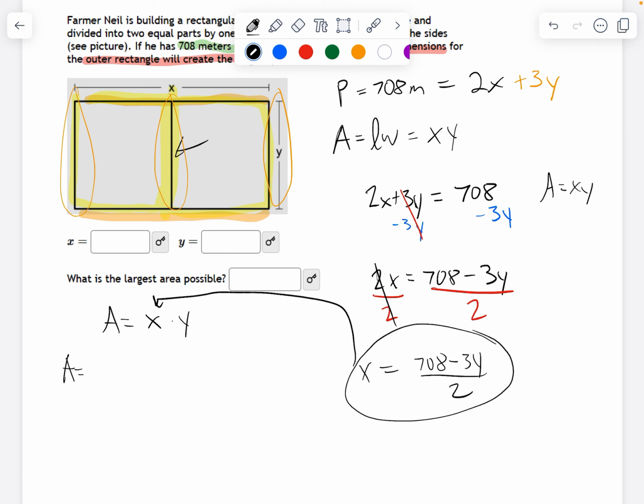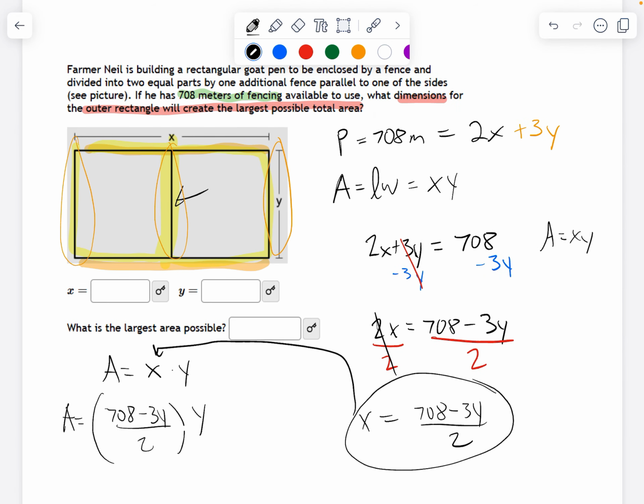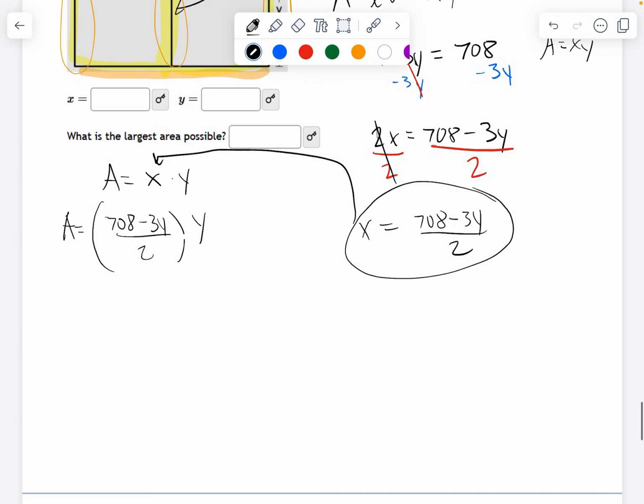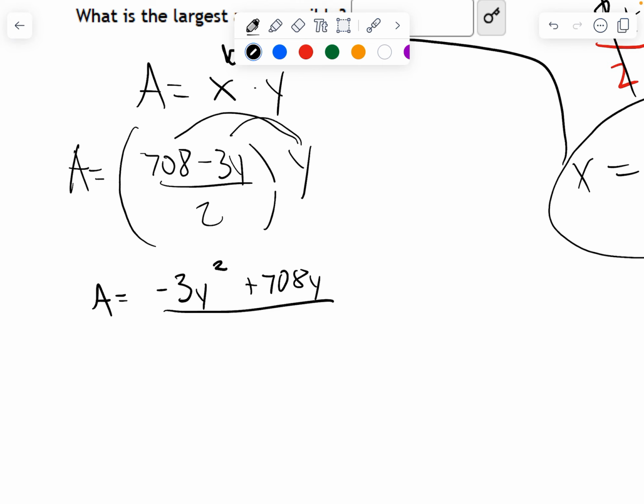So area equals 708 minus 3y all divided by 2, and that is times y. And that's as crazy as that's going to get as far as area is for us. All right? So now let's finish multiplying this through, simplify it out a little bit. First thing I'm going to do is distribute that y in. So area equals, and I'm going to also move it around a bit, negative 3y squared plus 708y. That's all divided by 2.